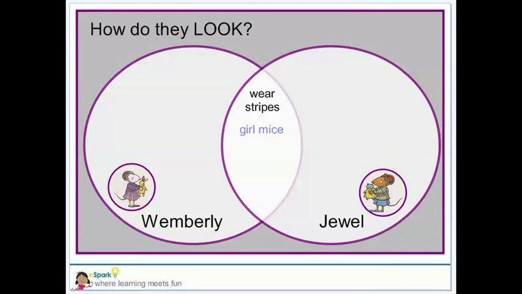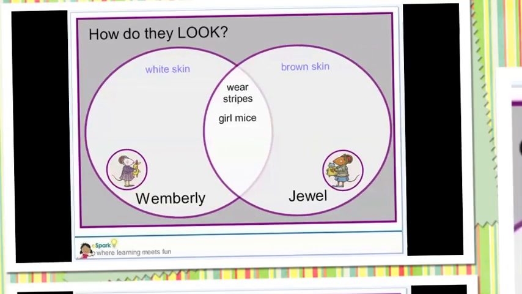We could also describe them as both being girl mice. But Wemberly has white skin and Jewel has brown skin, so that information about them goes in their own circles of the Venn diagram because it's different. It's contrasting them.